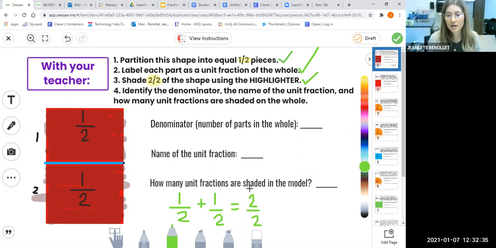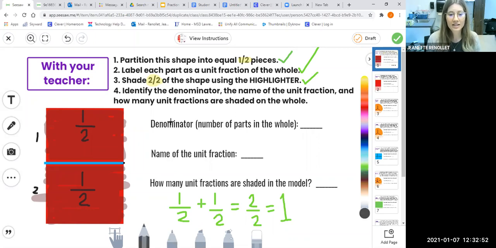So this is something you guys are going to start noticing. When all of our parts come together, it equals one whole. 2 halves is the same thing. It's equal to one whole.